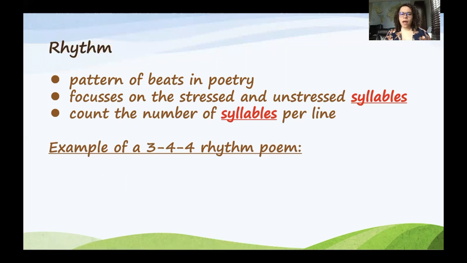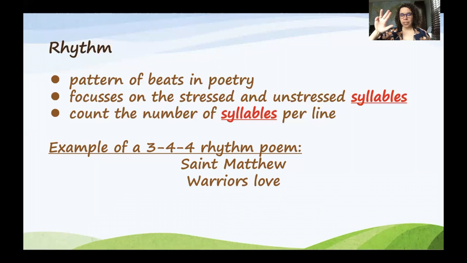This is an example of a 3-4-4 rhythm poem. That means the first line has three beats. The second line has four beats, excuse me. And the third line has four beats. Good grief. So St. Matthew, that's three beats. Warrior's Love, that's four beats. Writing poems, four beats. If this were to continue and I wanted to keep the same rhythm, my next stanza would also be 3-4-4.